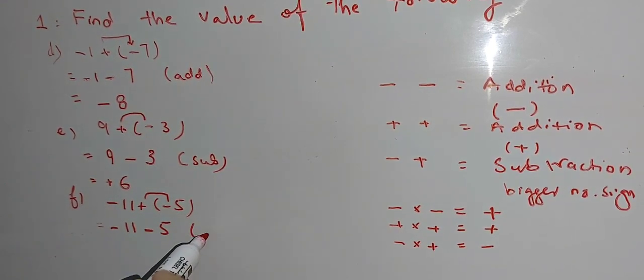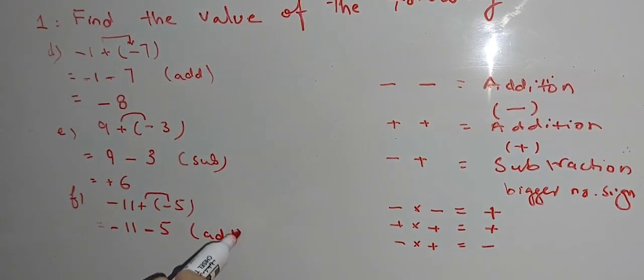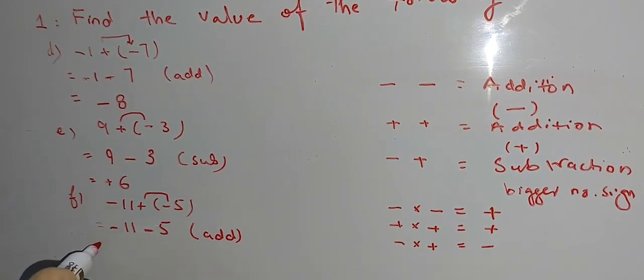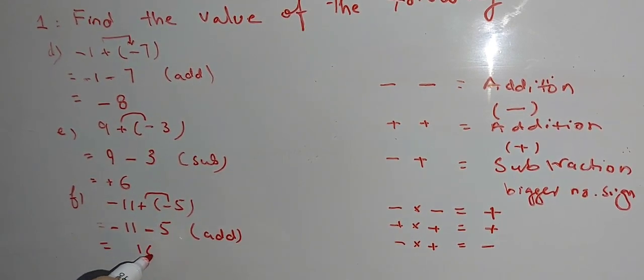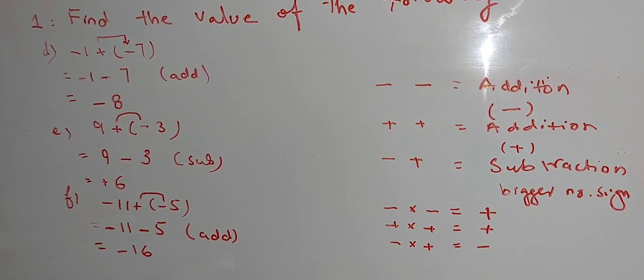We will go for addition, similar sign, like minus minus. We will add 11 plus 5, 16. But both carry a minus sign, so we will write minus here. Okay, now move on to part G.